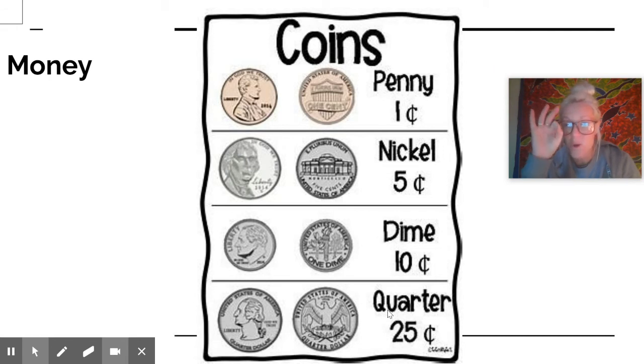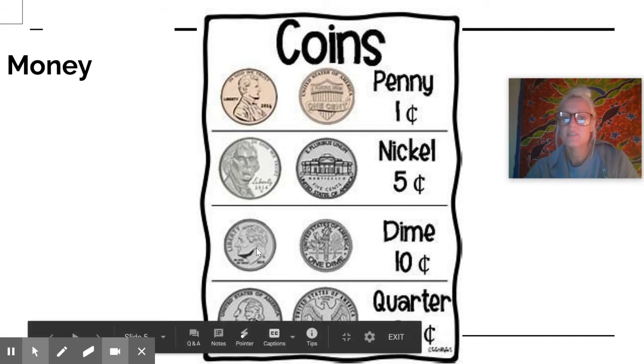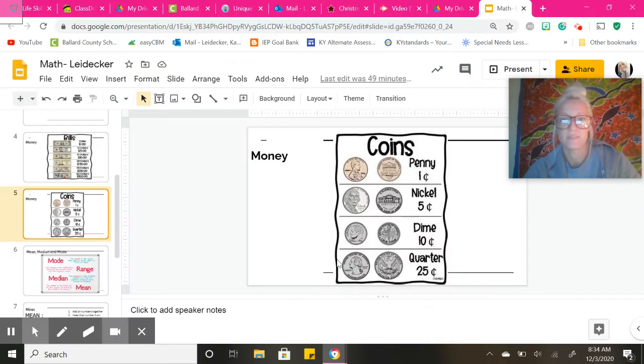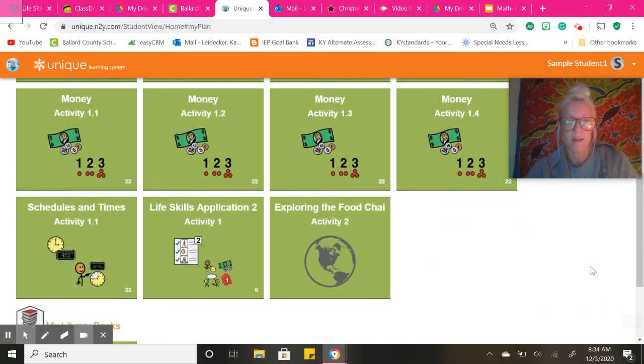I'm talking about small to big. And then our dime, he is little. He costs 10 cents. And then our quarter, the biggest one, is 25. So that should help a little bit with money.